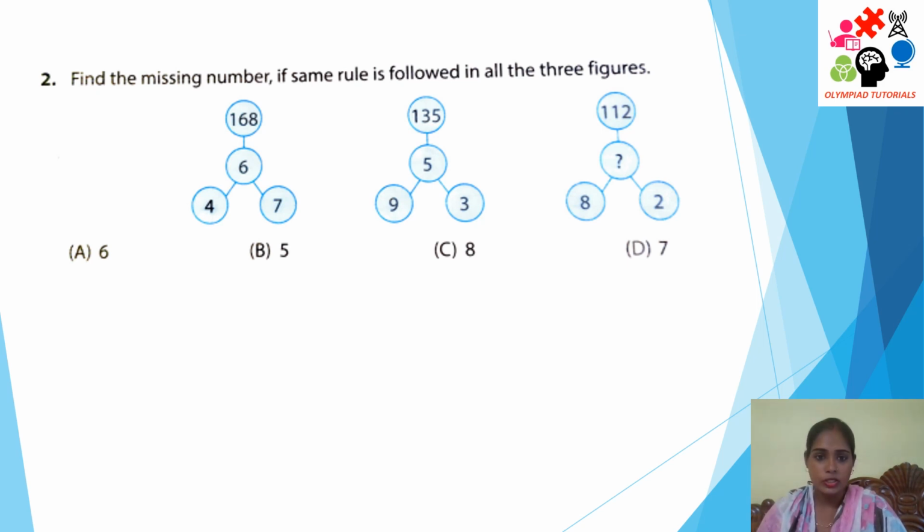Similarly, in the second picture, 9 into 3 is 27. 27 into 5, that is 135. Similarly, 8 into 2 into some number will give you 112. 8 2s are 16 and 16 into 7 will give you 112. So here your answer is going to be 7.